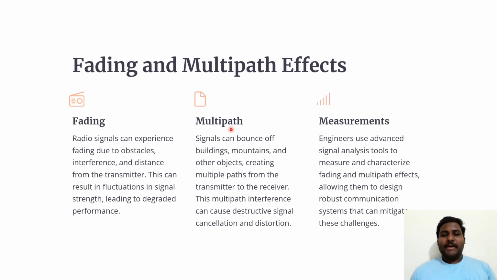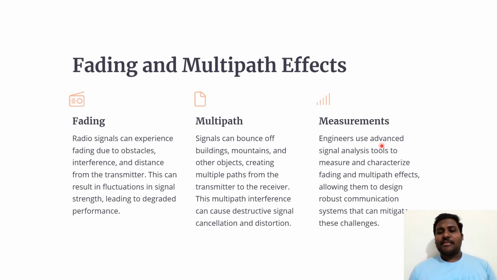But in multipath, the signals can be bounced off buildings, mountains, and other objects, creating multiple paths between transmitter and receiver. Means the multipath bounces off the buildings and mountains, which helps in proper signal connections. This multipath interference can cause destructive signals, cancelling the signals. Means there will be no proper continuous signal passage. There will be a breakdown of signals at times.